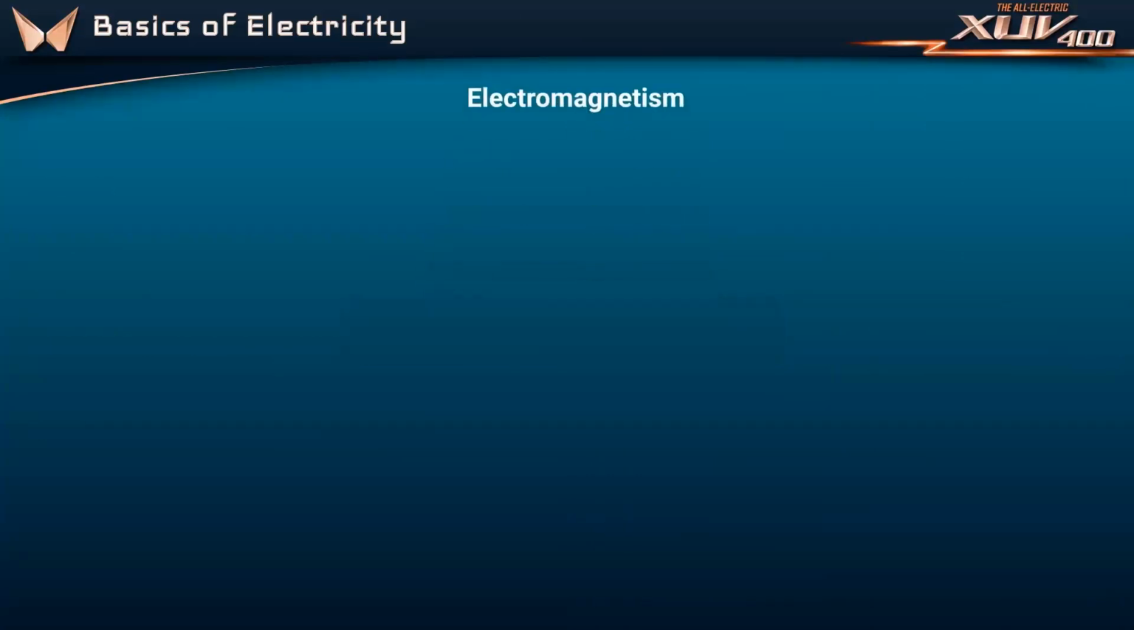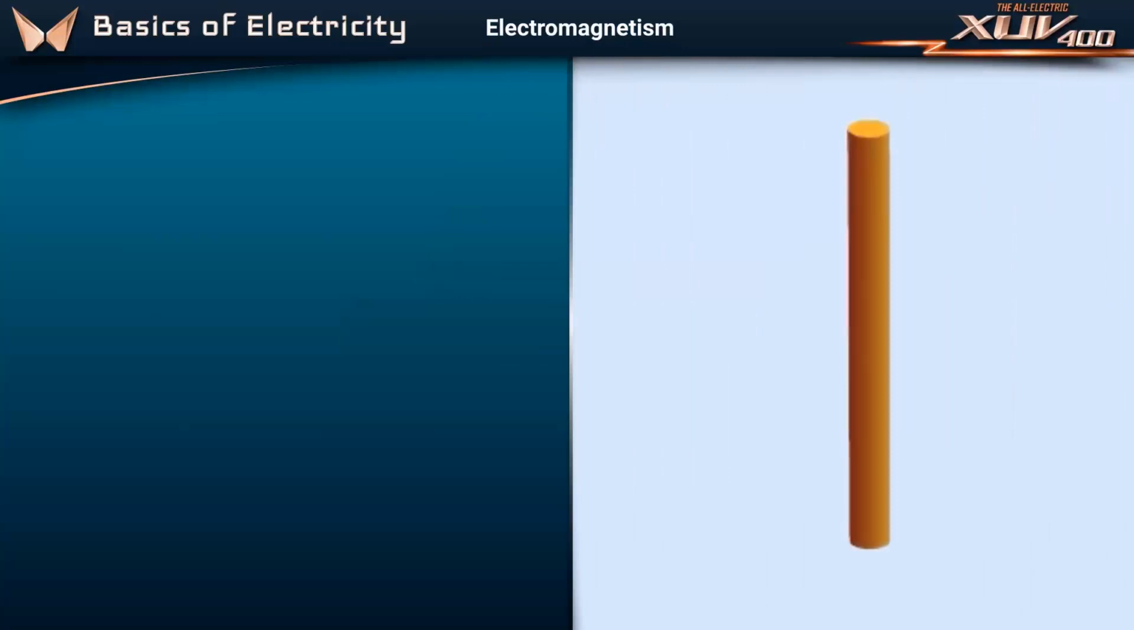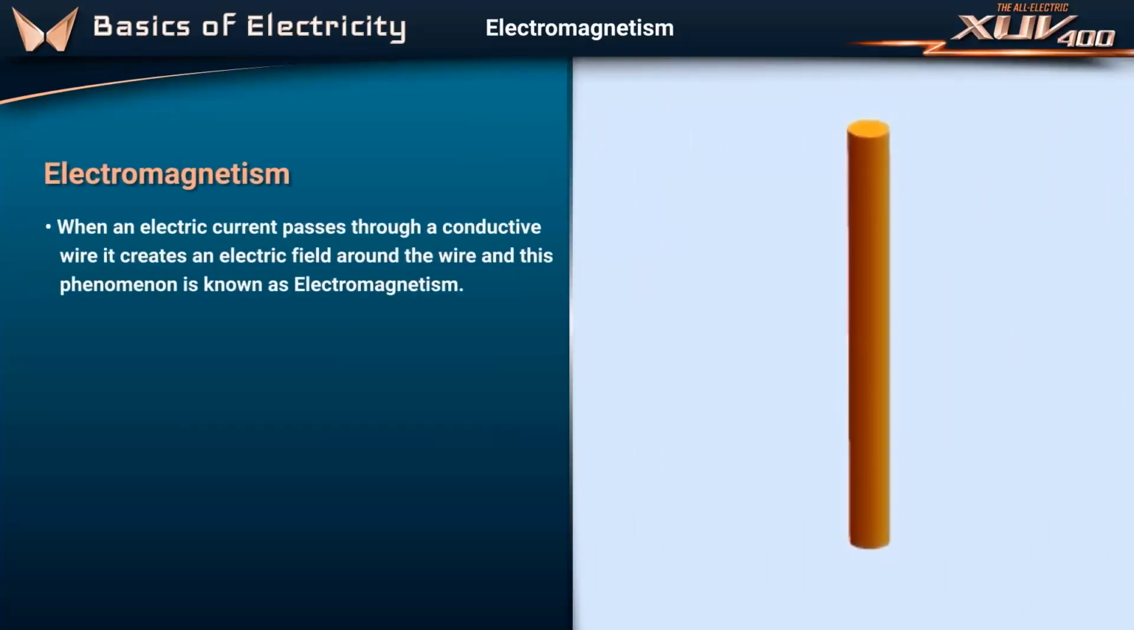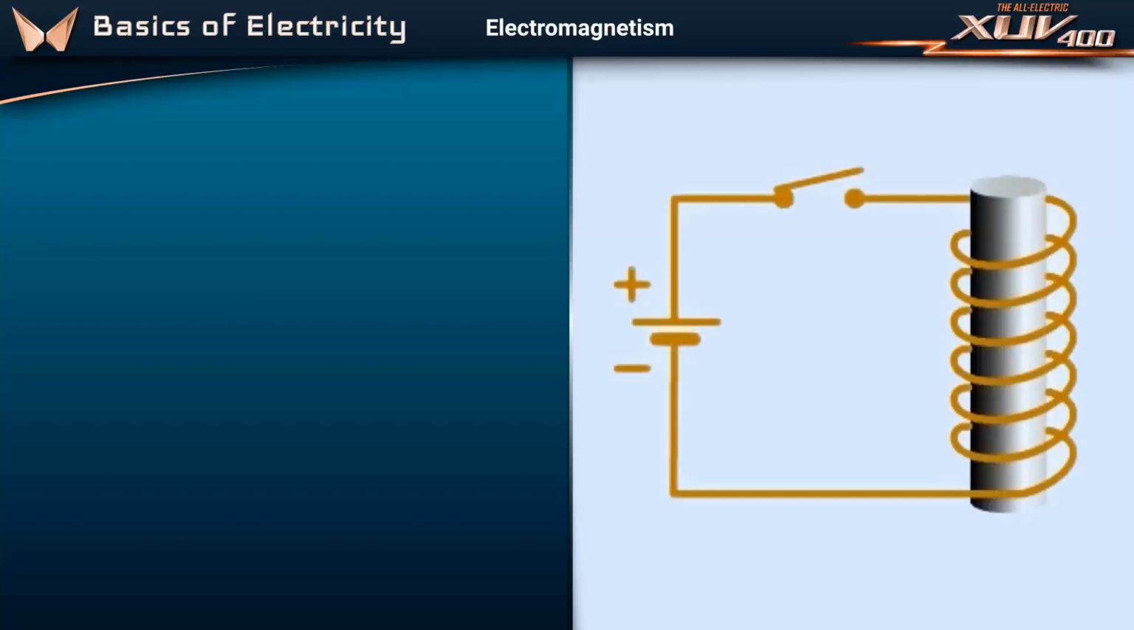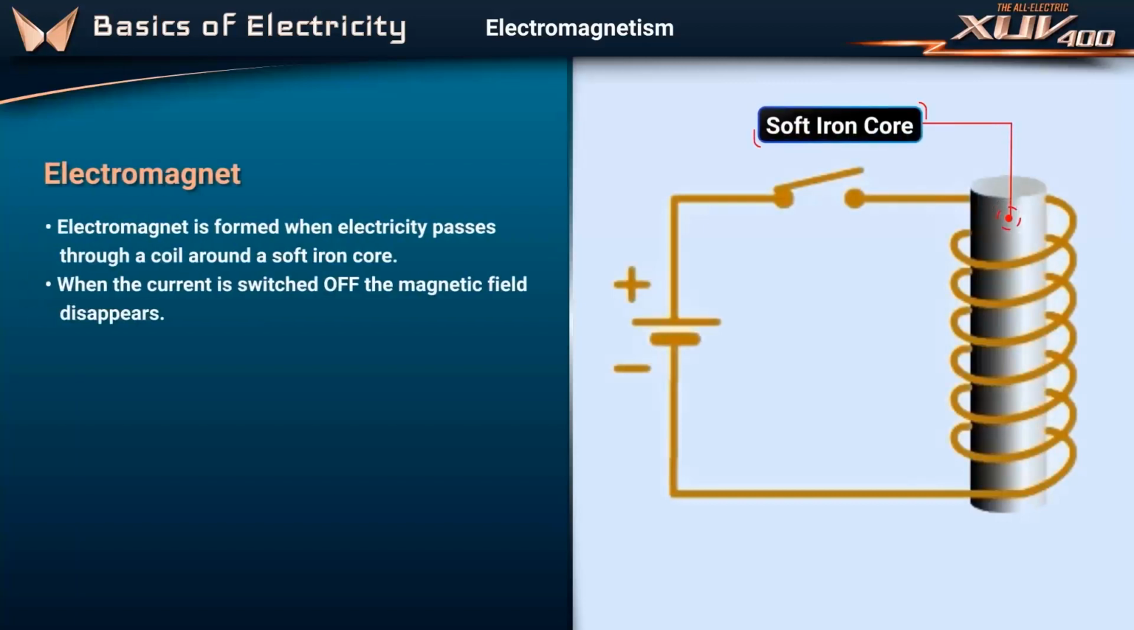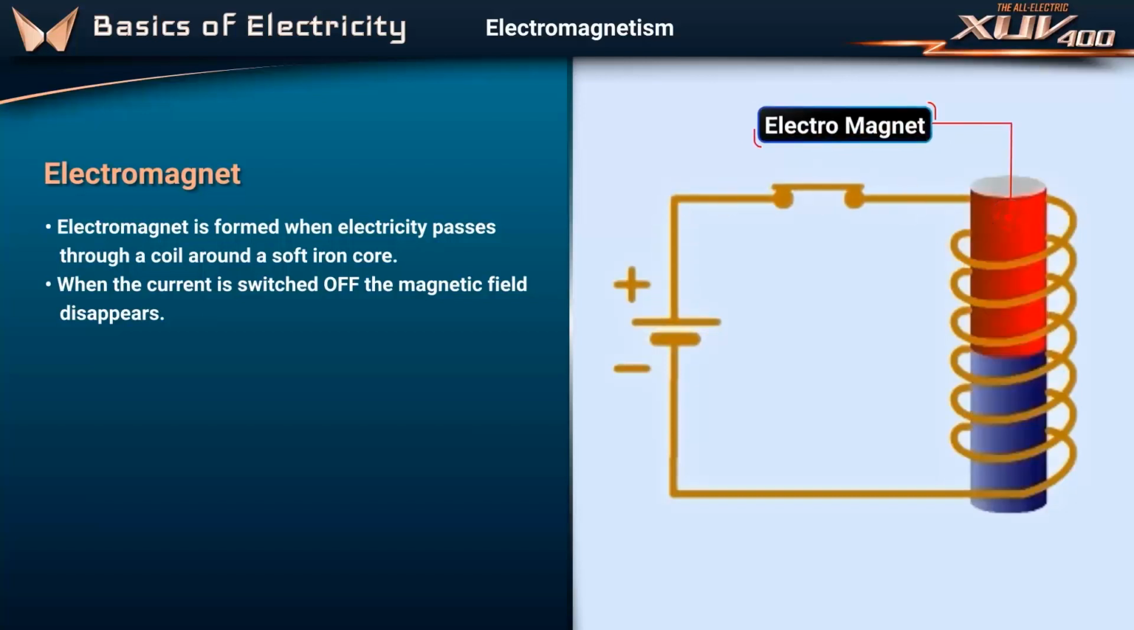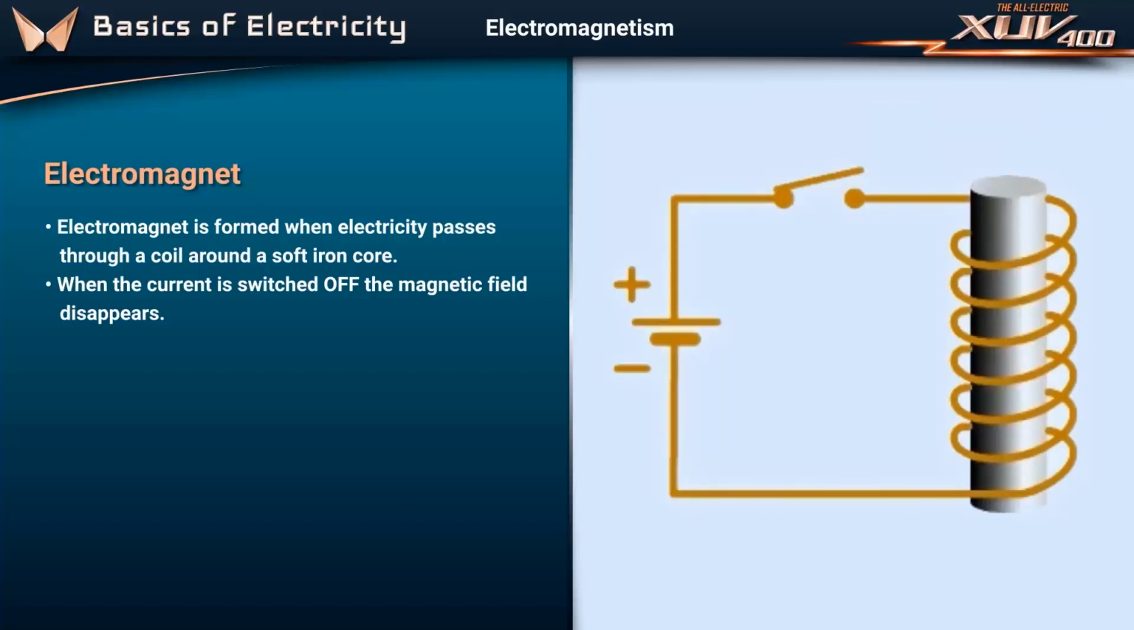Electromagnetism. When an electric current passes through a conductive wire, it creates a magnetic field around the wire, and this phenomenon is known as electromagnetism. Electromagnet. An electromagnet is formed when electricity passes through a coil around a soft iron core. When the current is switched off, the magnetic field disappears.